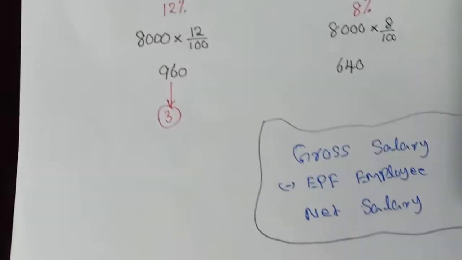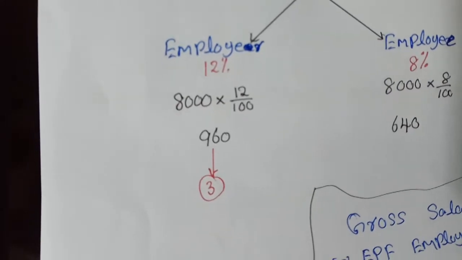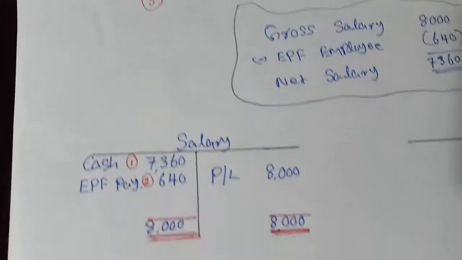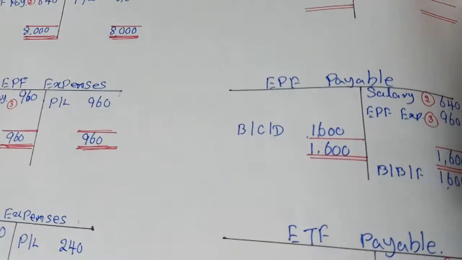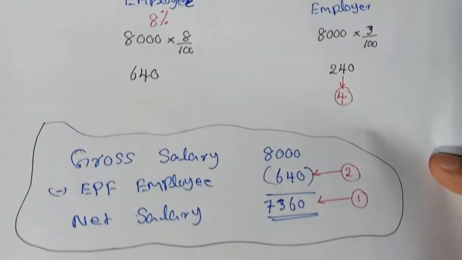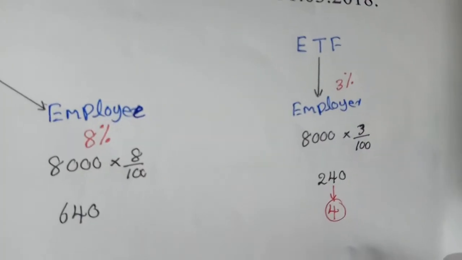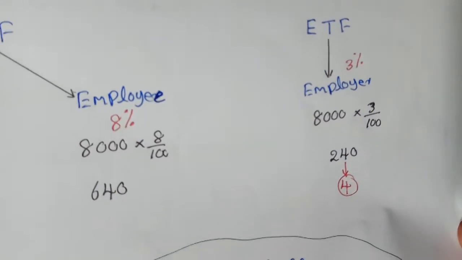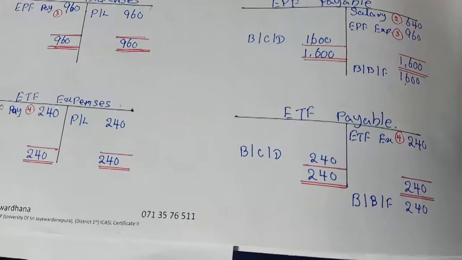Then third one, EPF contribution of employer. That is not part of salary, that is another expense of the business. Therefore, EPF expense account debit, EPF payable account credit. Then fourth one, ETF contribution of employer is also another expense, and cannot be deducted from salary. ETF expense account debit, ETF payable account credit.